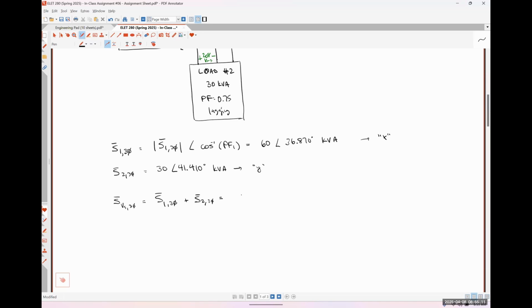And so I got 89.937 and some change with an angle of 38.383 degrees kilovolt amperes. And I'm storing that as Z. So before we move on from here, I want to make sure that you all got the same result.